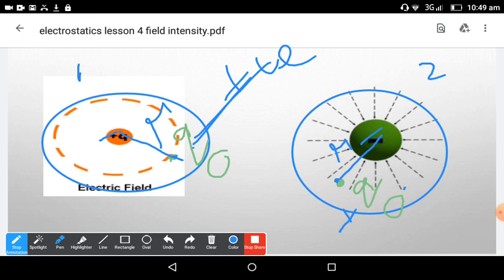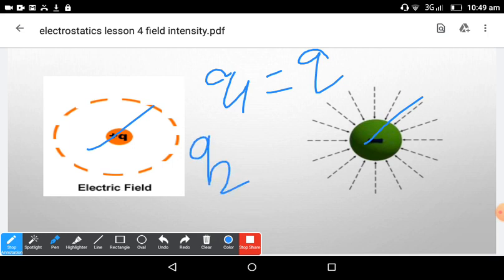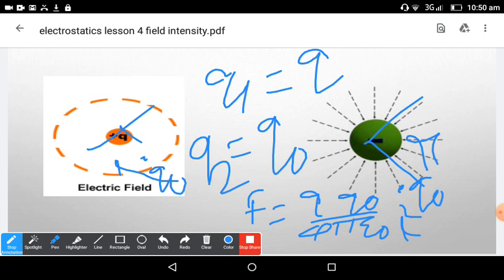Here we have Q1. Q1 equals Q, this one or this one. And Q2, what is Q2? Q naught. Where is it? Here or here. This is Q naught. And the distance is R. This distance is R. So then what is the force between the two charges? This will be according to Q1 Q2 divided by R square. So F equals Q Q naught by 4 pi epsilon naught R square. This is the force between the two charges.